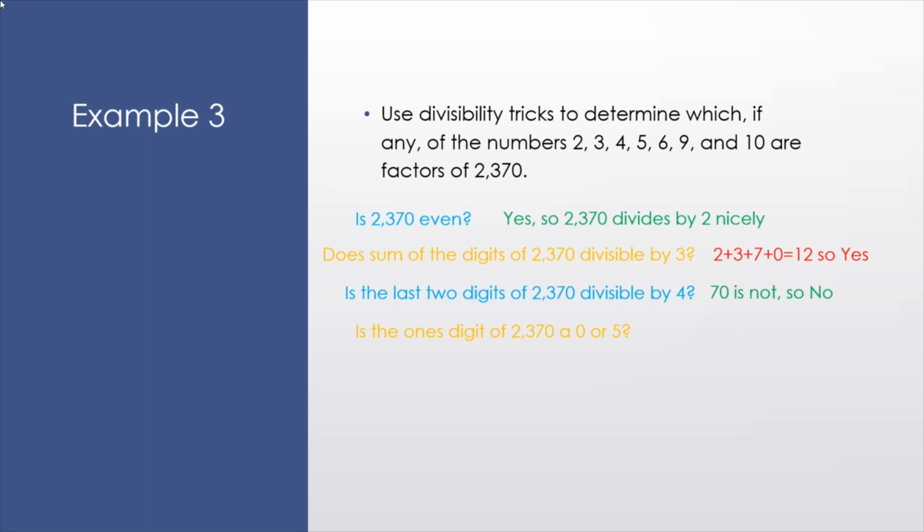Is the ones digit, so now we're at 5, is the ones digit of 2,370 a 0 or 5? Well, yes, it's a 0, so that means it is divisible by 5. Do the divisibility tricks for 2 and 3 work? So if I look at 2 and 3, that's a yes and a yes. So even, and then also the sum of the digits is divisible by 3. So the answer is yes. So that means that the number is also divisible by 6.